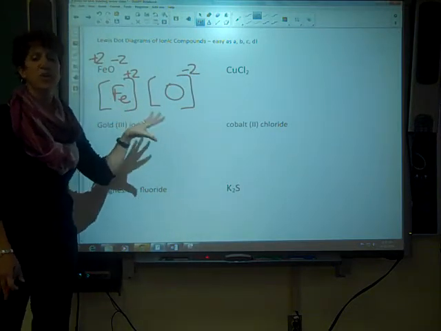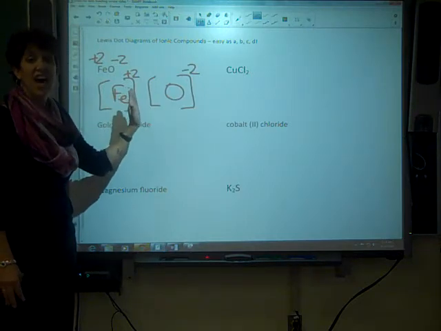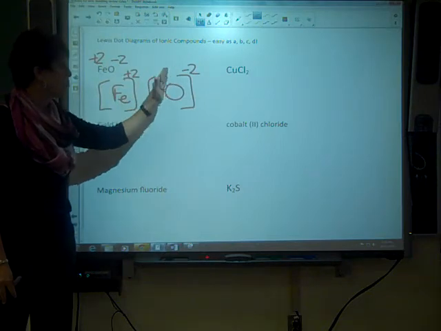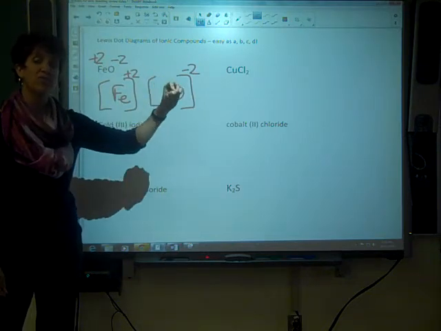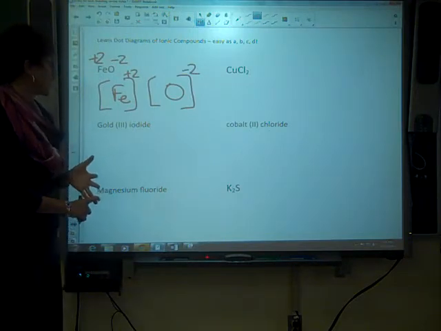This is also a place where you can stop and check your work. These atoms should add up to 0 charges. So one atom with a +2 and one atom with a -2 gives me a total of 0. That means I did it right. I did my crisscrossing right. I have the right charges.